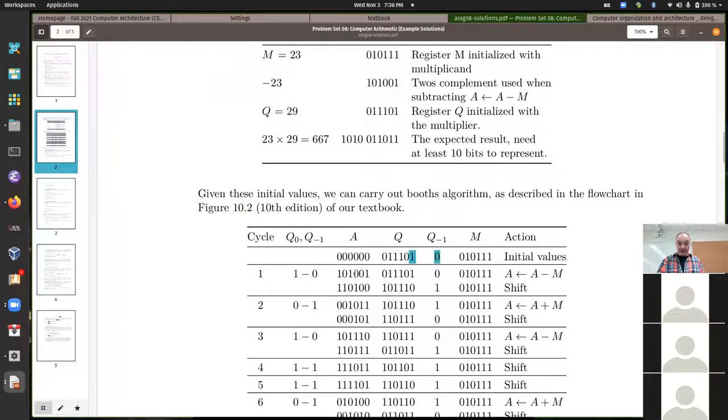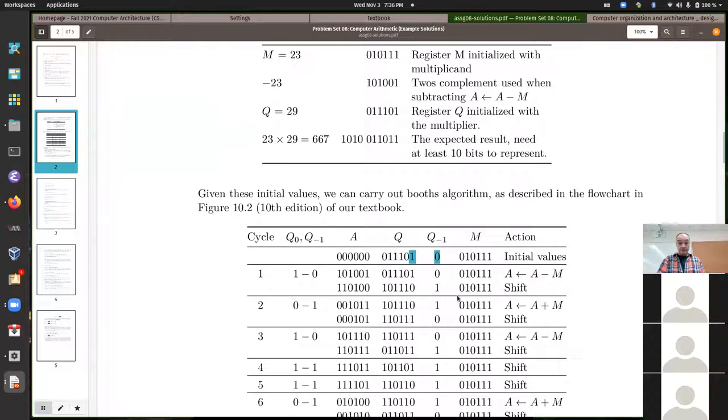That's relatively easy for this case because A is 0. If you take A plus the 2's complement, we're just going to take these bits plus these bits. So we end up with those bits again, put into A: 1, 0, 1, 0, 0, 1. And then we shift. In this case, for our algorithm, we're shifting right.